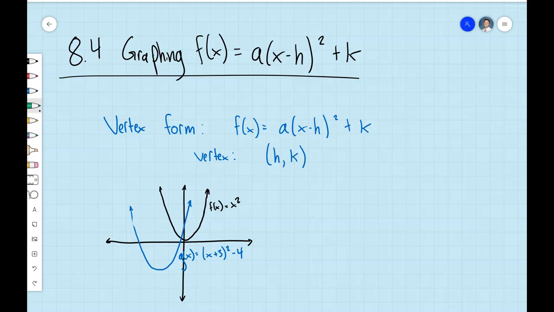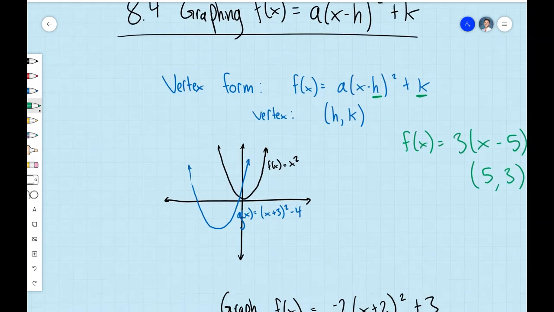Now, this form here that we're looking at is what we call vertex form, and it makes it very easy for us to see our vertex. Because when we have something written in the form a times x minus h squared plus k, h will be the x-coordinate of our vertex, and k will be the y-coordinate. So for example, if we had f of x equals 3 times x minus 5 squared plus 3, we know that our vertex would be, again, (h, k). So h is 5 and k is 3, and that's where our vertex would be.